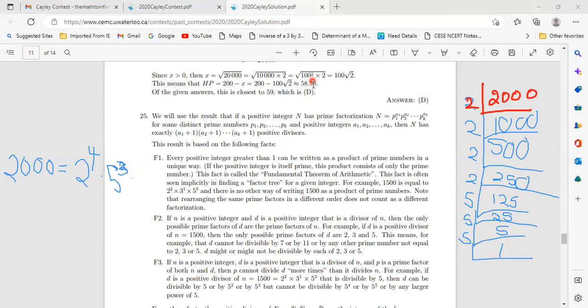Is there any other way of writing this 2000 as a product of prime numbers? No, you can't use 3. You have already used 5. 7 is also not possible. 11 is also not possible. 13 is not possible. There is no other way of writing 2000 as a product of prime numbers. All right, so fact 1 is clear from this. How would you explain fact 2?